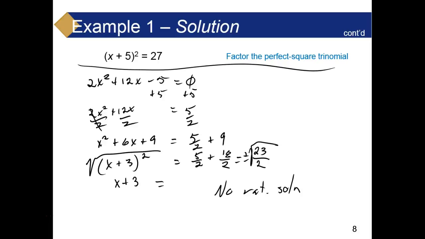Right here, what I was doing was getting the least common denominator. So you can't add 5 halves and 9, apples and oranges, you know. So you need to get the same denominator. Well, the least common denominator is 2. So you've got to get 9 in terms of halves.